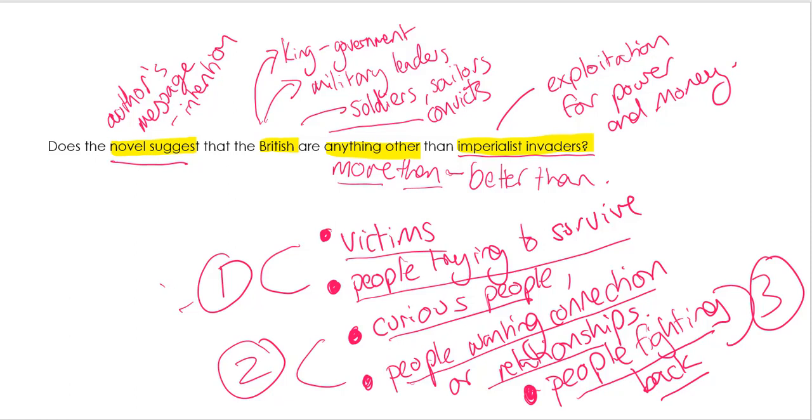So anything other than means more than or better than, I think, in this question. Were they anything better than that or anything other? Was there anything about what they were doing that was different to just ripping off these people.